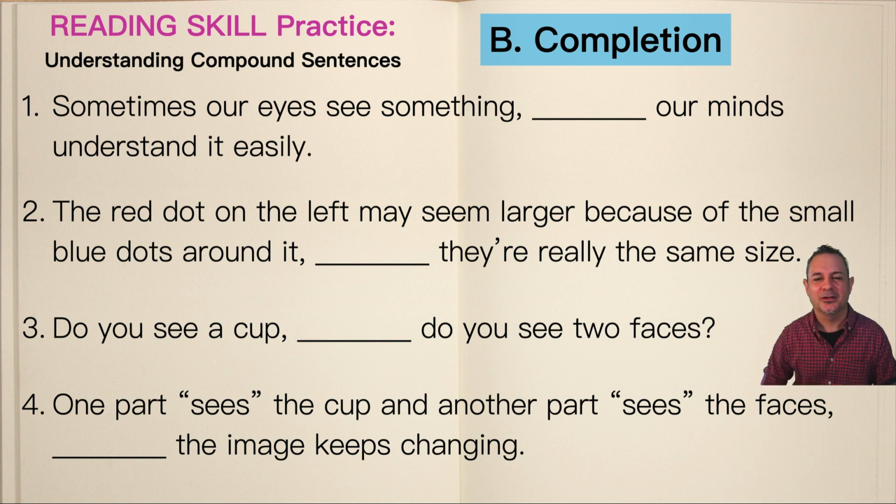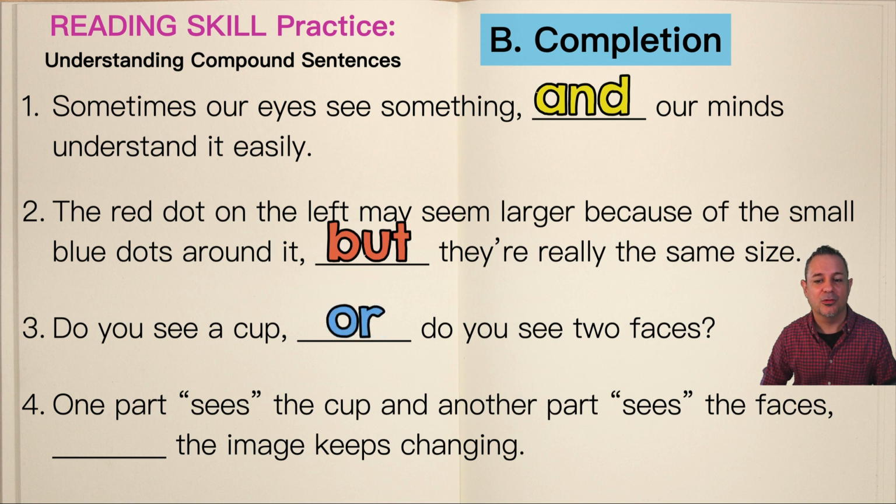How'd you do? Number 1, sometimes our eyes see something and our minds understand it easily. Number 2, the red dot on the left may seem larger because of the small blue dots around it, but they're really the same size. Number 3, do you see a cup or do you see two faces? Number 4, one part sees the cup and another part sees the faces, so the image keeps changing. You get the idea, right?